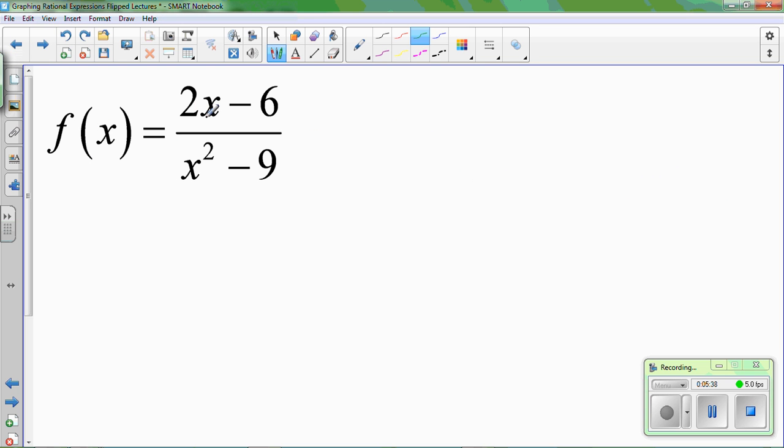So let's look at an example now that we'll do start to finish, where we go through all the steps we've covered so far in this chapter. So I'm going to find the domain. I'm going to find the vertical asymptote, any holes in the graph. I'm going to find horizontal, all that stuff.